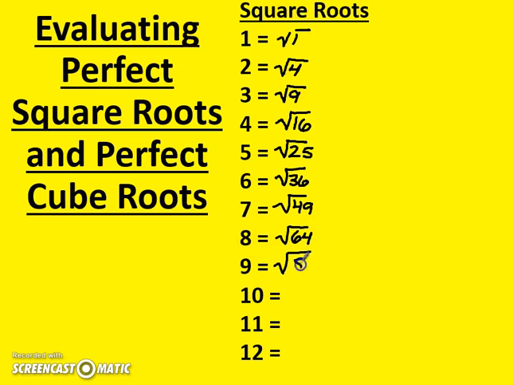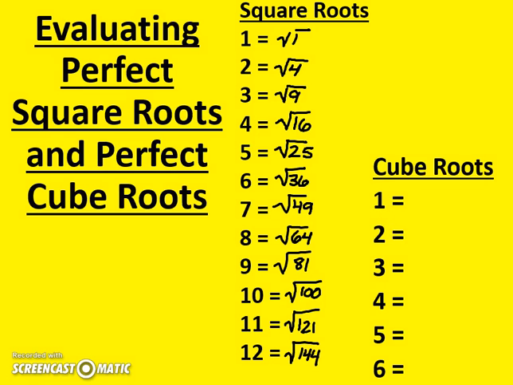9 times 9 is 81, so square root of 81 is 9. 10 times 10 is 100, so the square root of 100 is equal to 10. 11 times 11 is 121, so the square root of 121 is 11. And 12 times 12 is 144, so the square root of 144 is 12. This list will also help us estimate the non-perfect square roots because they will be in between these perfect square roots.